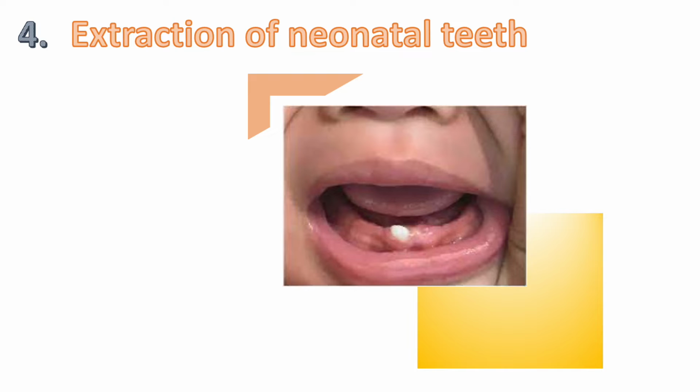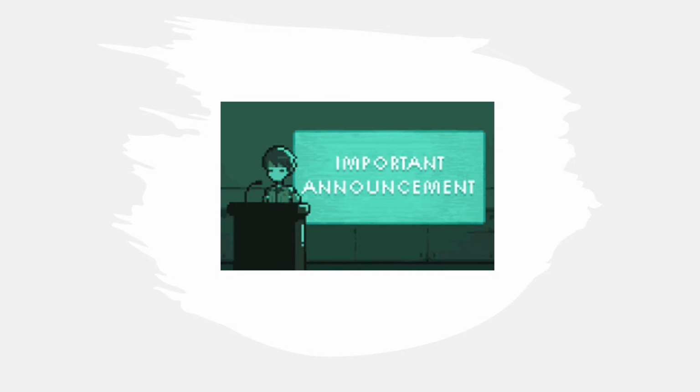And if it is extracted, then its permanent successor, that means its permanent counterpart, the permanent incisor just below this tooth, is going to erupt late. Why it's going to erupt late, we'll get to know later. So these were the main reasons because of which we have the front teeth missing in children or otherwise also.